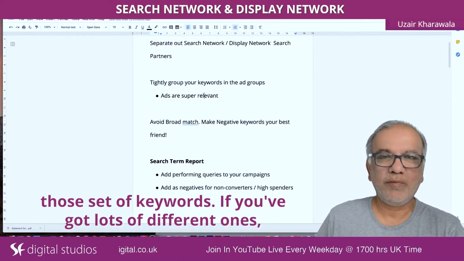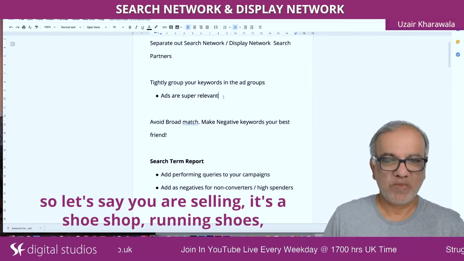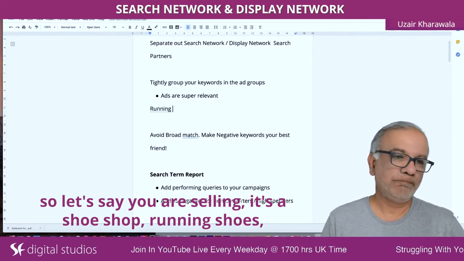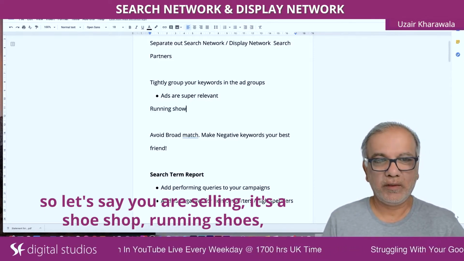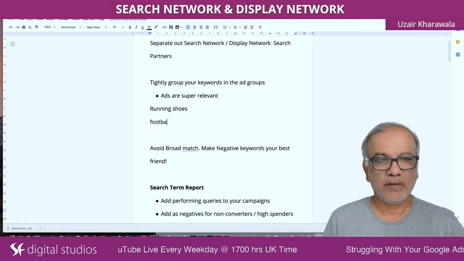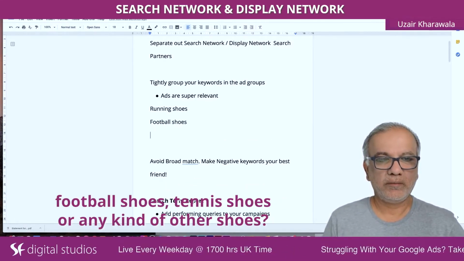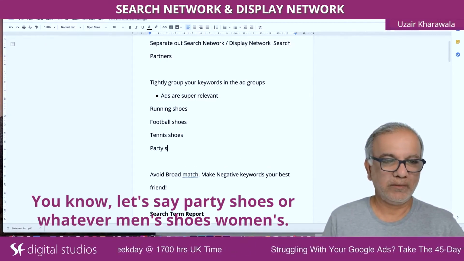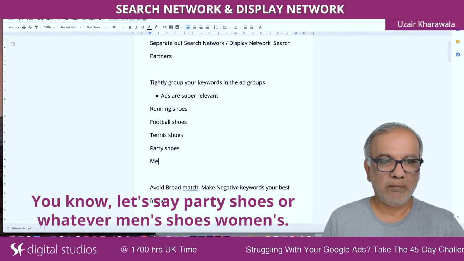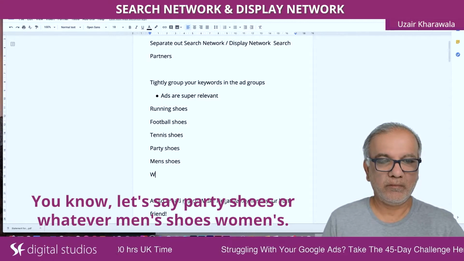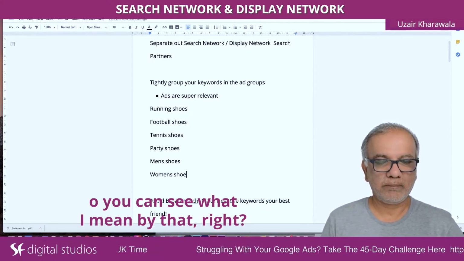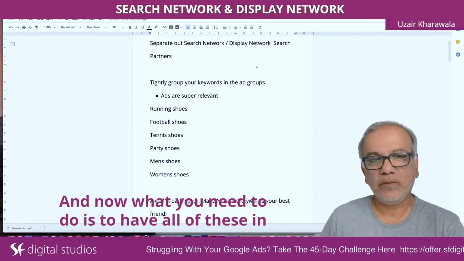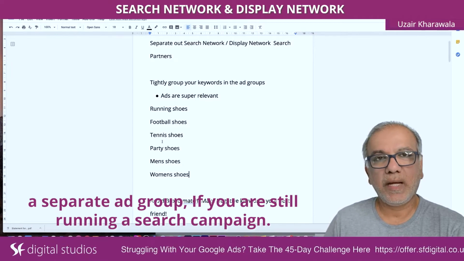If you've got lots of different ones, so let's say it's a shoe shop, right? You're running shoes, football shoes, tennis shoes, or any kind of other shoes, let's say party shoes or whatever. Men's shoes, women's. So you can see what I mean by that, right? And now what you need to do is to have all of these in a separate ad group.